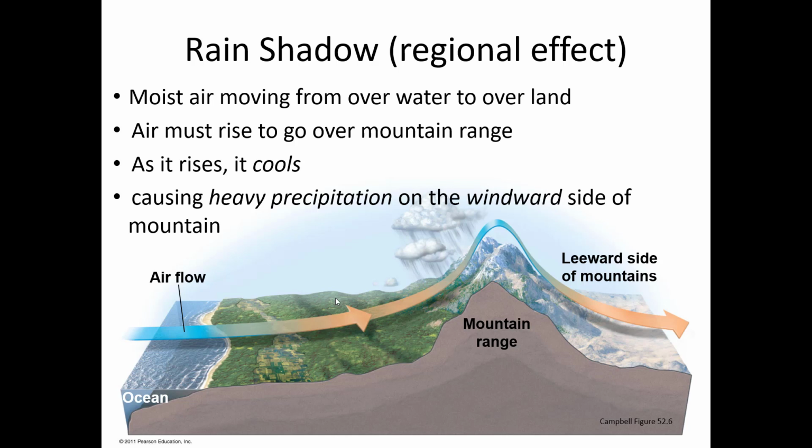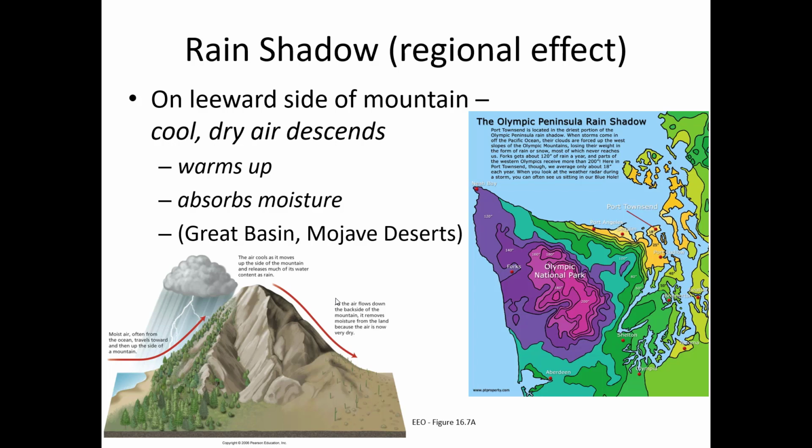On the other side, the air descends. As it descends, it heats up. As it heats up, it can hold more moisture, causing a desert in eastern Washington. See here the rain shadow effect on the Olympic Peninsula. On the leeward side of the mountain, the cool air is descending and making places like Port Townsend pretty darn dry. Port Townsend is not a desert. It's just very dry when compared to someplace like Forks, where it just won't stop raining.